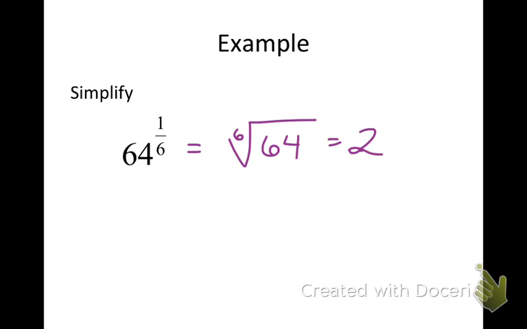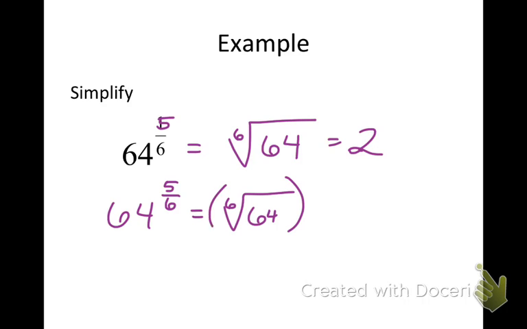If I would have made this 5/6 as an exponent, then it would be what? 64 to the 5/6 would be equal to the 6th root of 64 to the 5th power. So it would be 2 to the 5th power. What did we say that was going to be? 32. Wait, you know how 2 is squared and 3 is cubed? Would 5 be like pentagon? No, we just say to the 5th power. There is no name for that.